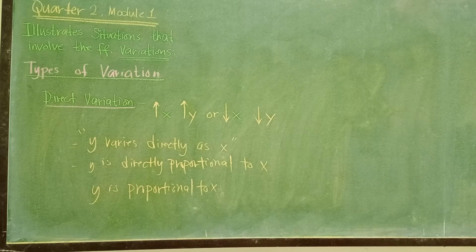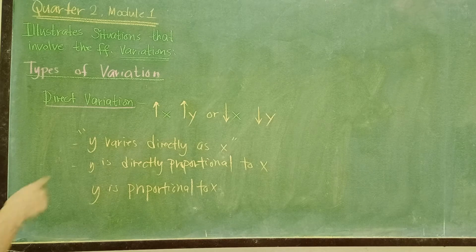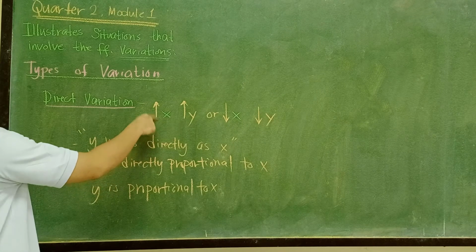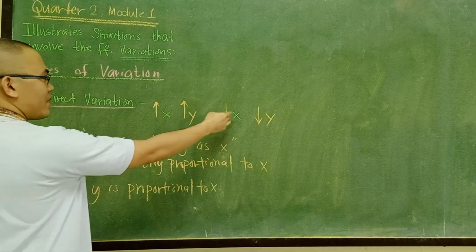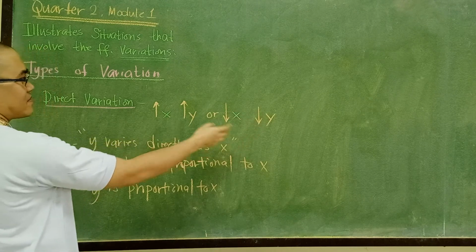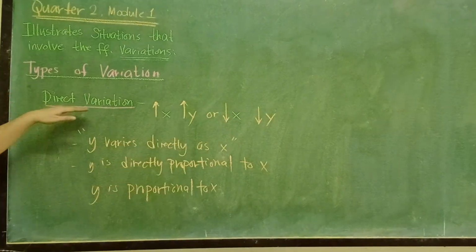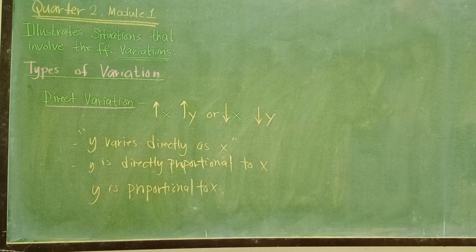So tatandaan nyo lang yung illustration na ginawa ko. Yung ratio ng pagtaas ng x is the same as the ratio ng pagtaas ng y. Kung bumababa yung x, bumababa din yung y. Ganyan yung idea ng direct variation.